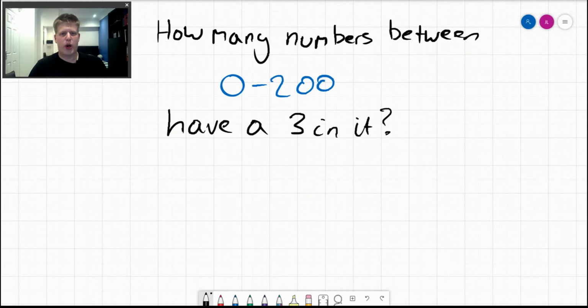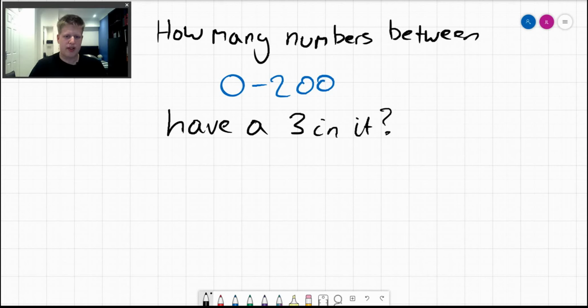Finally, let's look at a question which involves no perms or combs, as we call them in short. How many numbers between 0 and 200 have a 3 in it? So this could be one 3, or it could be two 3s, or it could be three 3s, whatever. Let's find out. Now, you could just list them with your fingers, but that'll take ages. What you want to do is take a systematic approach.